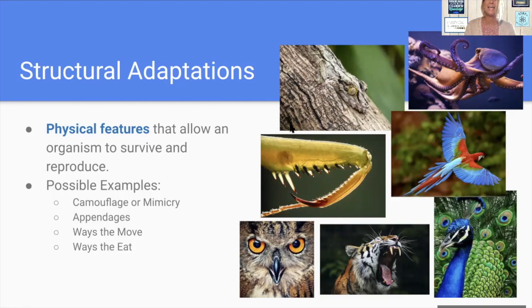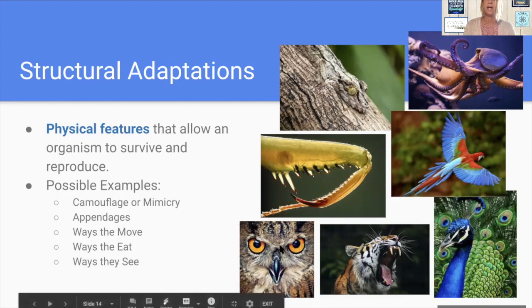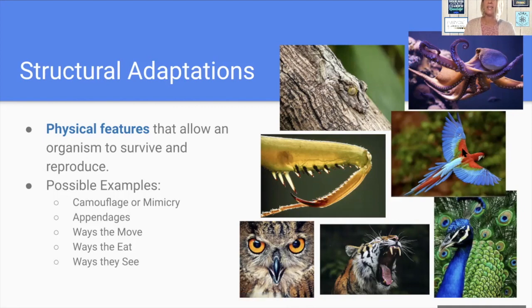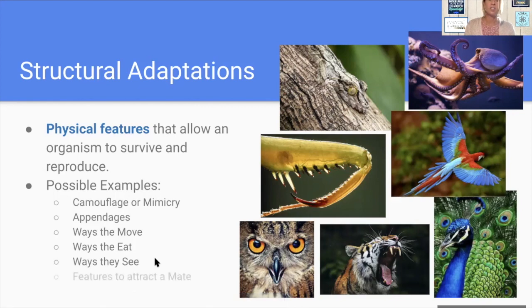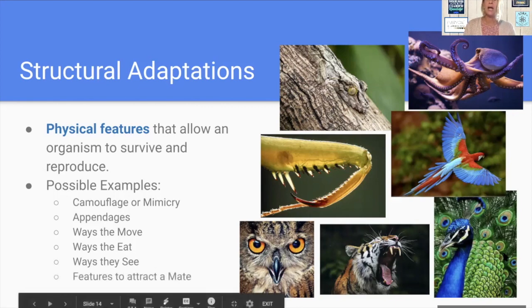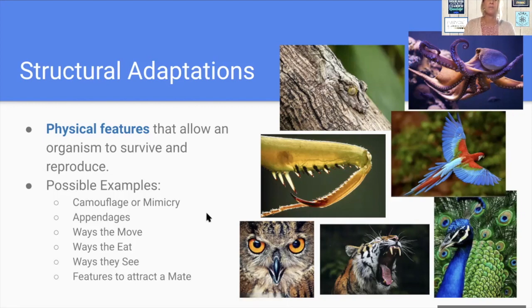Maybe they have a long, sticky tongue. The ways that they see, do they have articulating eyes that can look in all directions? Do they see in color? Do they have binocular vision that allows them to zero in on prey? Do they have their eyes on the sides of their head that let them look for predators? So all of those would be examples of structural adaptations. Features that allow them to attract a mate, maybe beautiful plumage like you see on these birds here, or maybe they have the ability to change the color of their skin so that they can look more attractive to a mate. Those would be features that allow them to reproduce.